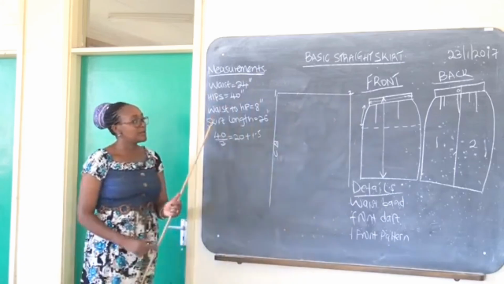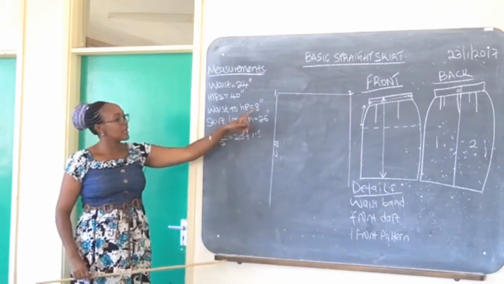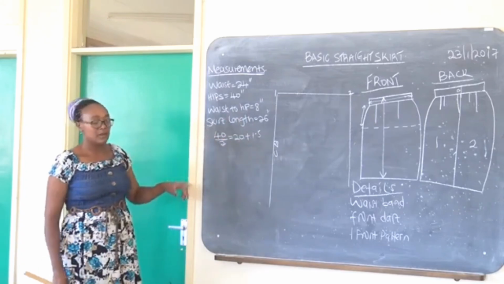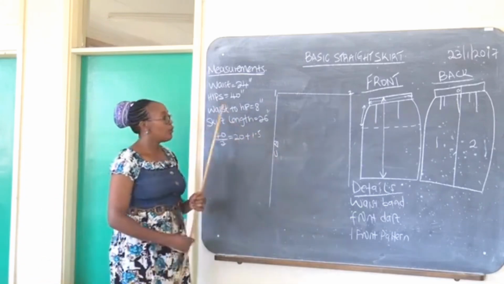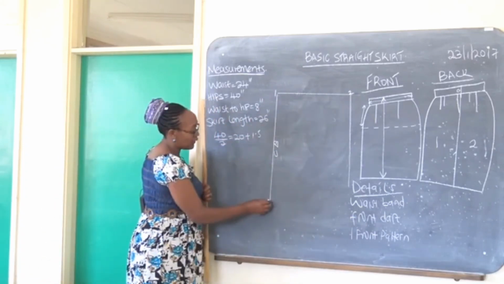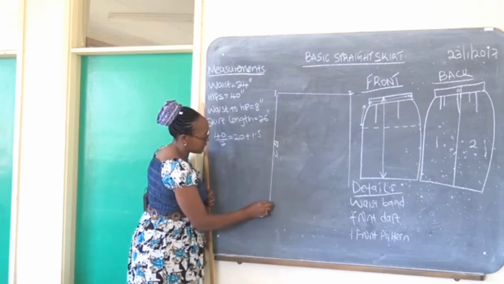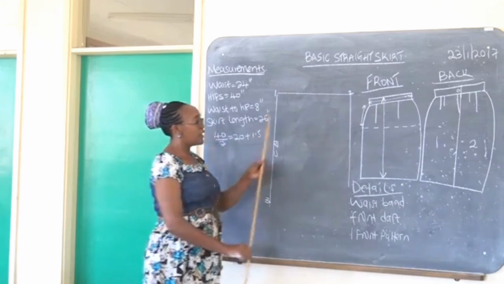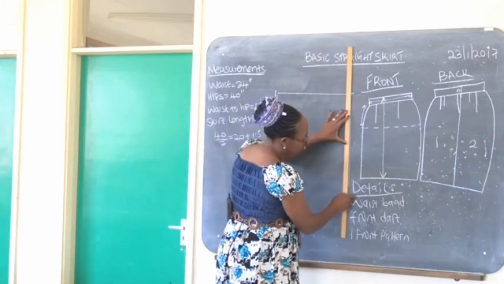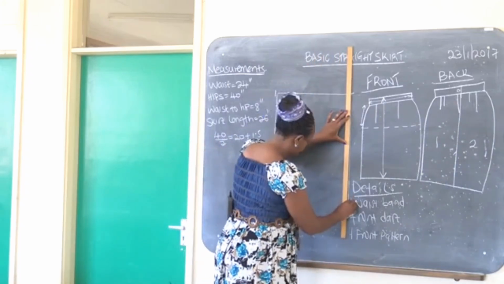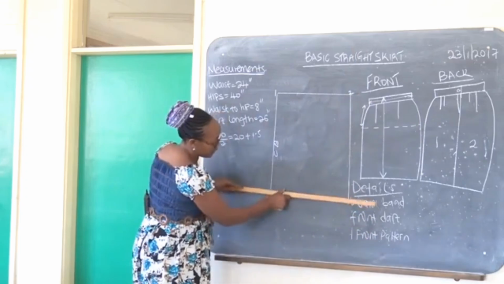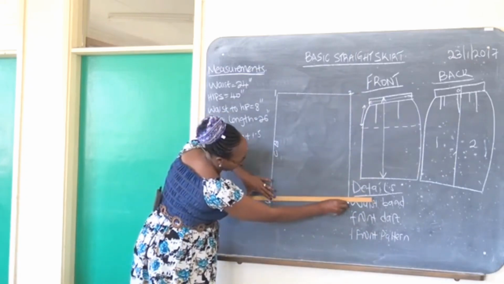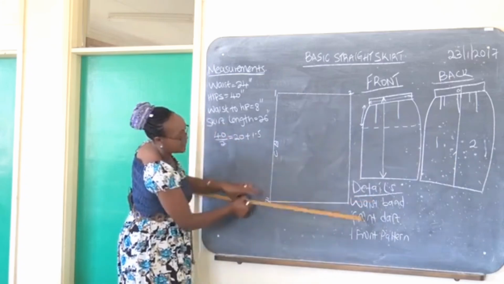For you to get point number 3, you need to take your skirt length. The skirt length is 26. So with your tape measure, you measure from point 1 to point number 3, 26 inches. So this gets to be your point number 3. Then you square this line down and you square across so that these lines touch each other. And then you've got your basic construction lines for the skirt.